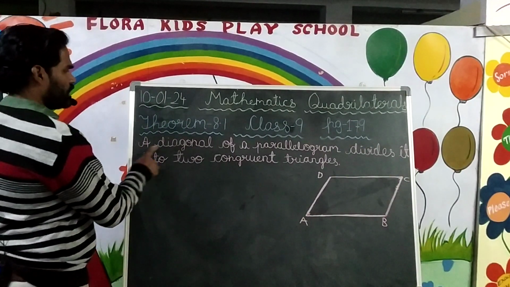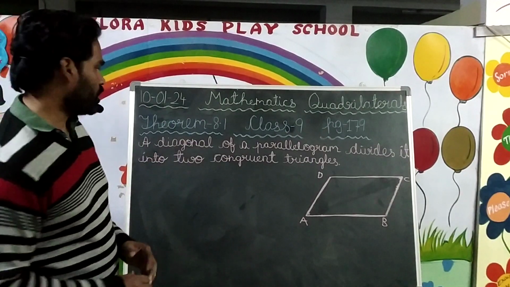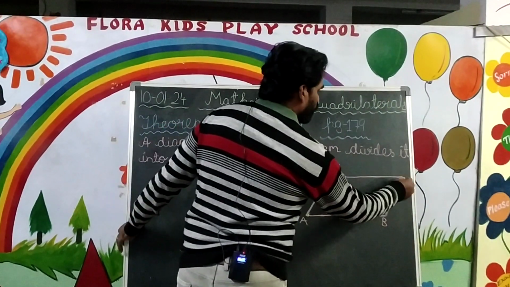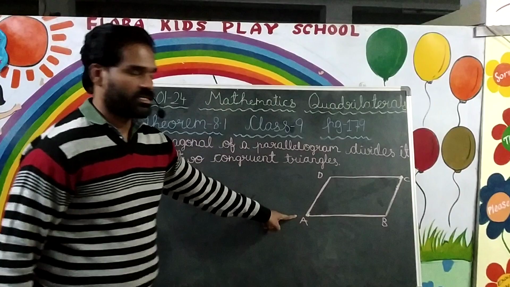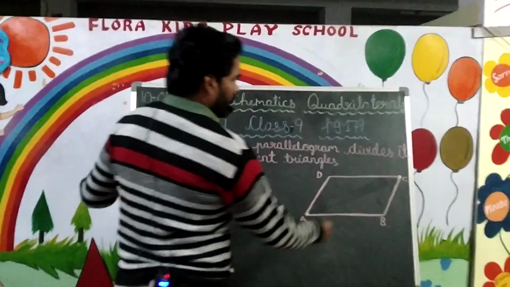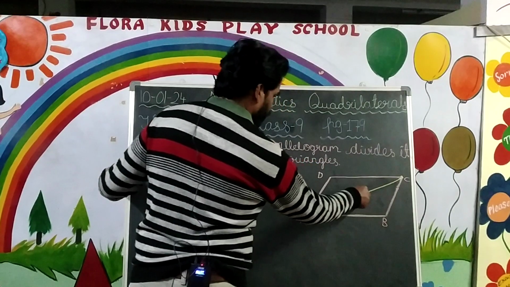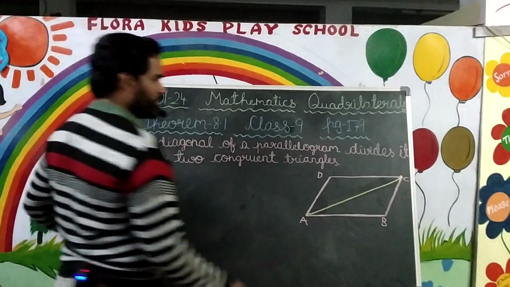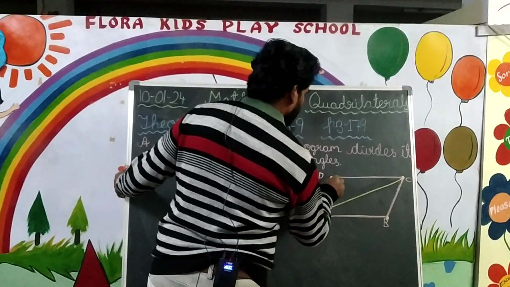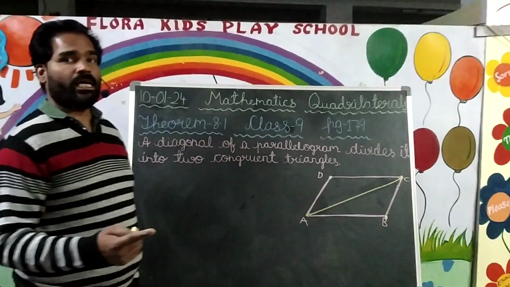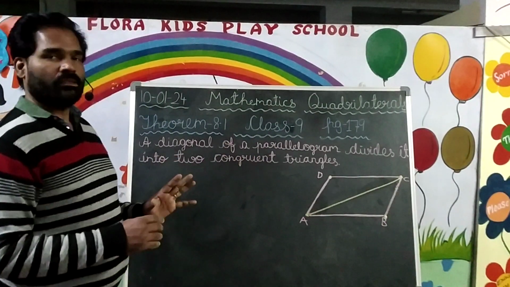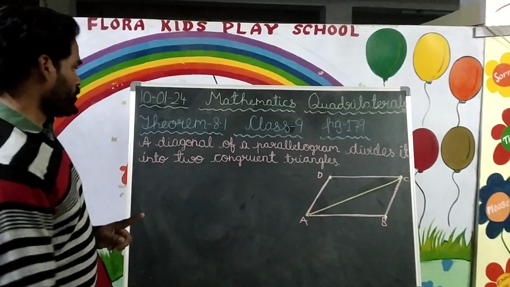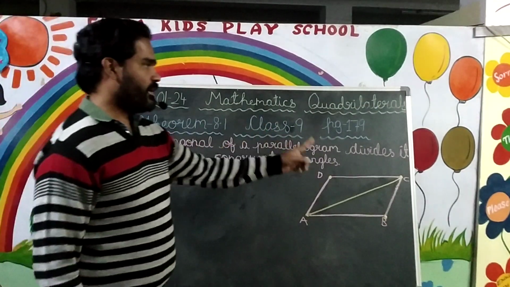And then it says a diagonal. What is the meaning of diagonal? Diagonal means a line that joins two opposite vertices. A is one vertex, C is another vertex. When you join a line from A to C, that line is called a diagonal. Even if you join vertex B to vertex D, that line is also called a diagonal. But we are not going to draw the DB diagonal because it says a diagonal, that means one diagonal.